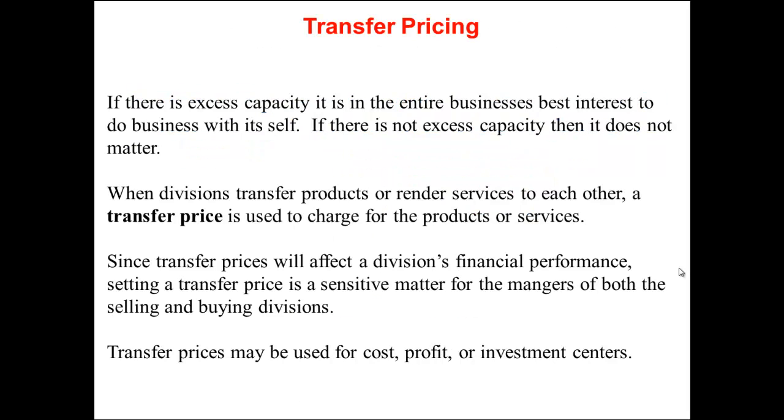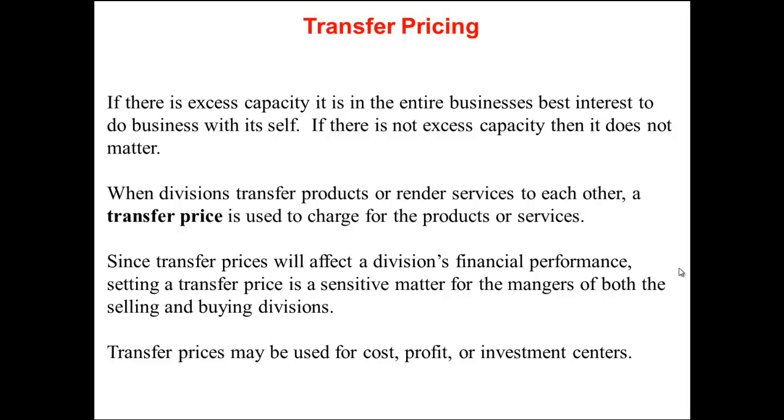Let's talk about a couple different issues related to transfer pricing. So if there's excess capacity, it is in the entire business's best interest to do business with itself. If there's not excess capacity, then it does not matter. So if we have a company that has multiple divisions, and we could buy something internally from ourselves instead of having to go to an outside company, and we have excess capacity, if there's idle time, meaning that we're not maxing out, right? So if there's any free time or capacity left, it would be best for the company as a whole to do business with itself. So have those divisions buy and sell between each other.